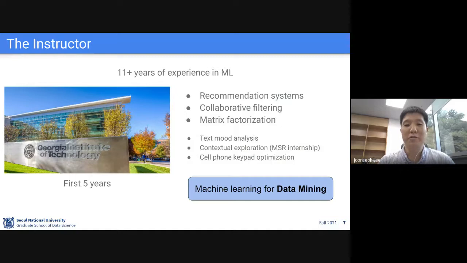Specifically, when I was in graduate school, my research topic was mostly on recommendation systems, and I used a technique called collaborative filtering or matrix factorization. If you are familiar with that, yeah. I studied recommendation systems at the time. And as a side project, I also did some NLP projects, text mood analysis, or some contextual exploration for an MSR internship. But if you don't understand these things, it's okay. This is not part of this course.